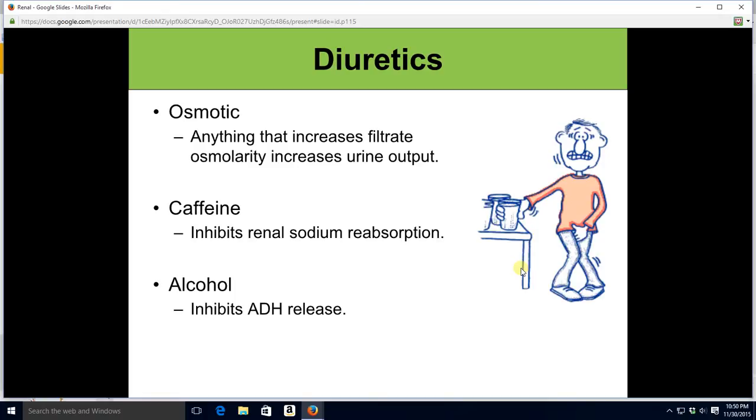Meanwhile, alcohol, another classic diuretic. Alcohol works by inhibiting the release of ADH. So think of alcohol as an anti-ADH, anti-diuretic hormone. In other words, it is a diuretic. It's going to make you pee.